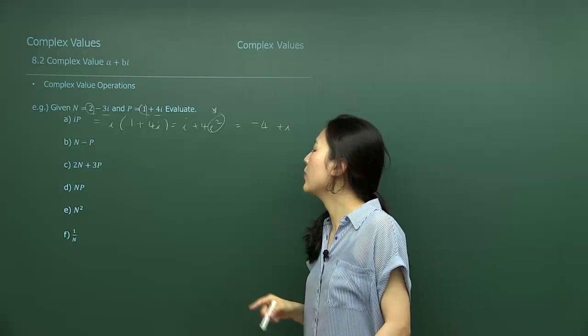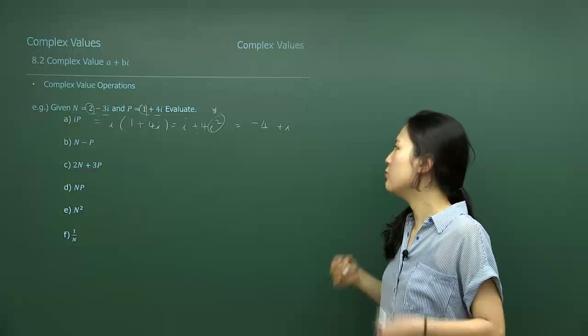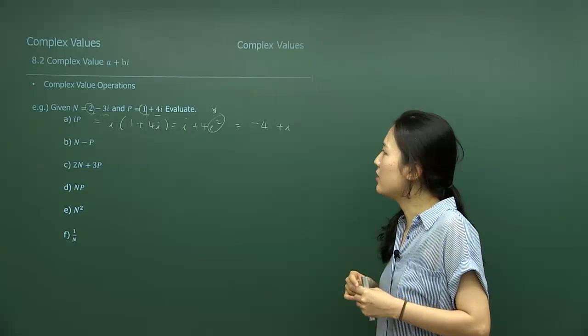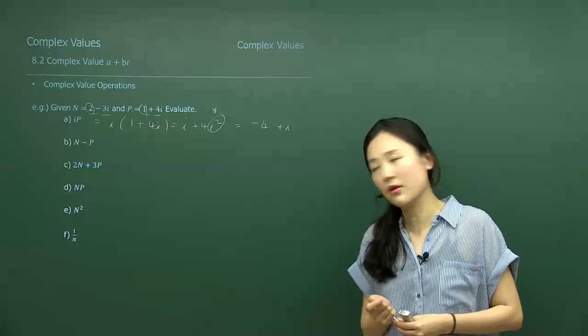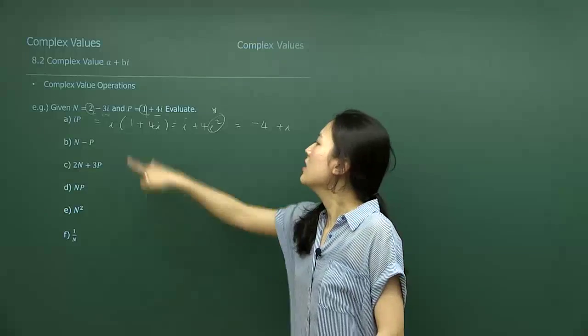This is the one thing that you have to watch out for. People easily forget that when i is squared, negative 1 comes up, because usually we think that whenever a number is squared, you will get something positive. But not for i's. For i's, you will get a negative outcome. All right, now, subtraction.